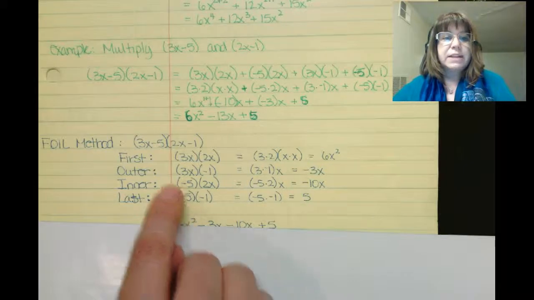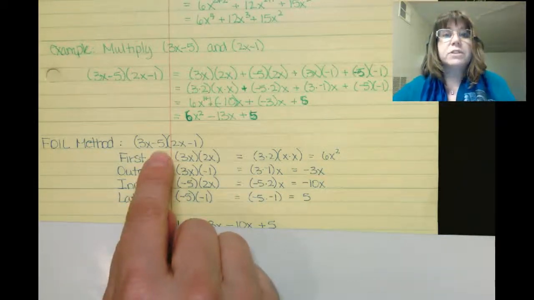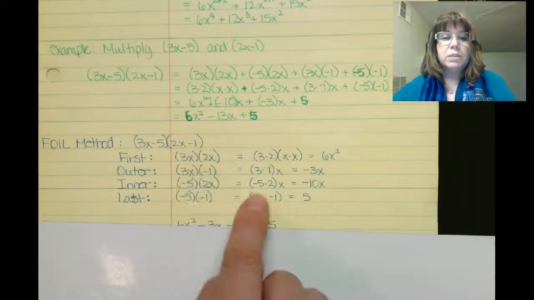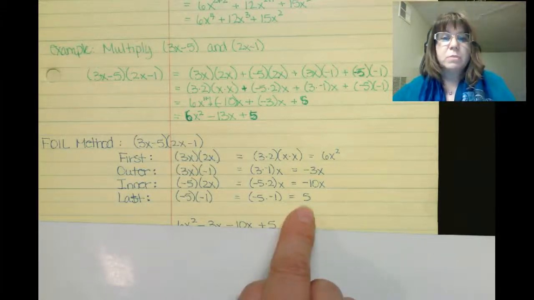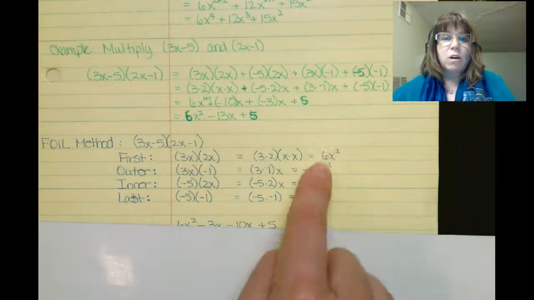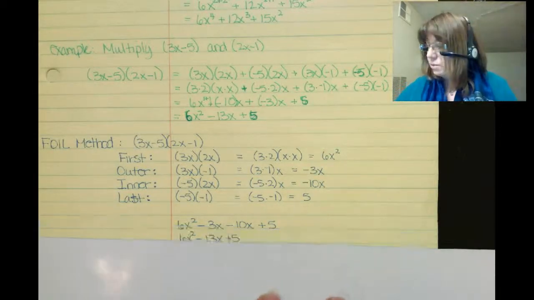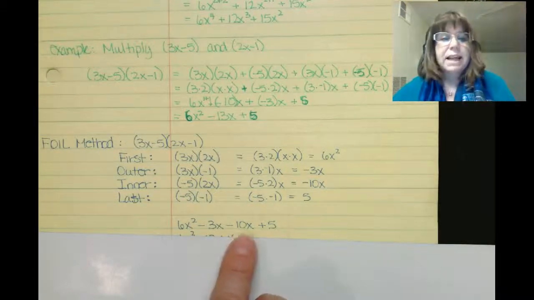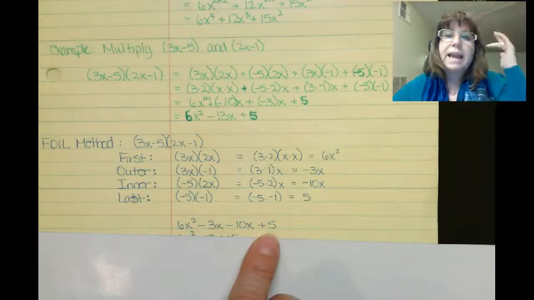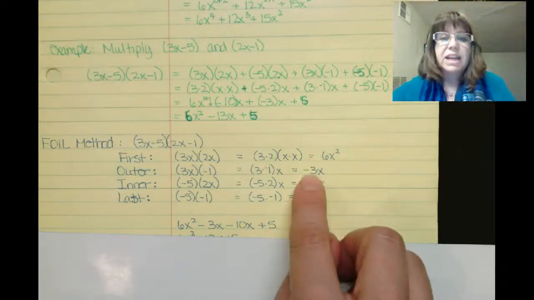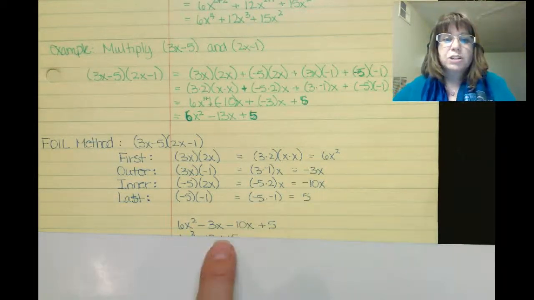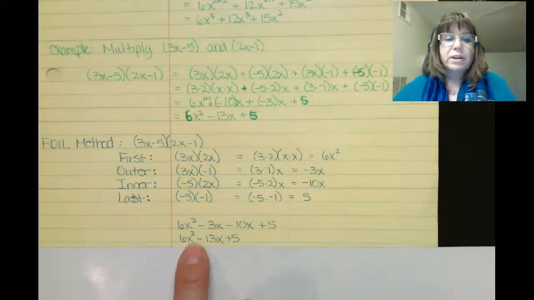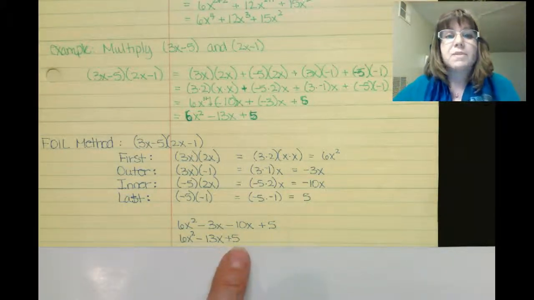And then I take my very last terms. It's the last term in the first binomial and the last term in my second binomial, which is negative 5 times negative 1, which is positive 5. Now I add all of these up, combining like terms. So 6x squared minus 3x minus 10x plus 5. Now I know you heard me say add them up, but I did have negatives here, so I went ahead and did subtraction. Combine like terms, and I get 6x squared minus 13x plus 5.